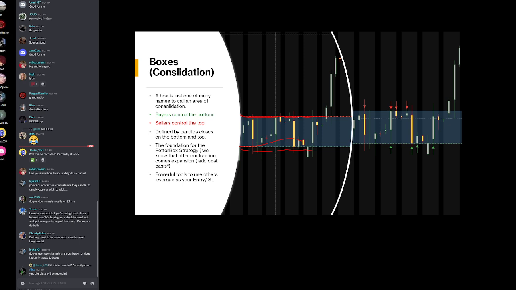So the foundation for the Potterbox strategy, we know that after contraction comes expansion, right? So this is highlighting part of that. We know that, yes, there's a punchback, but consolidation itself typically will promise movement. Now we have to learn how to ride those waves. I talked about that yesterday.